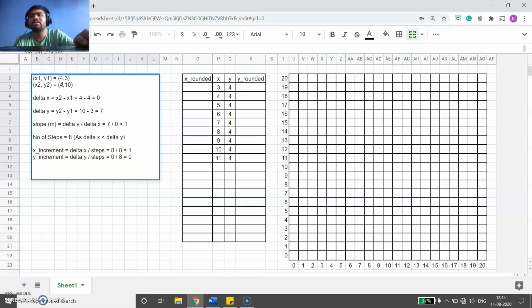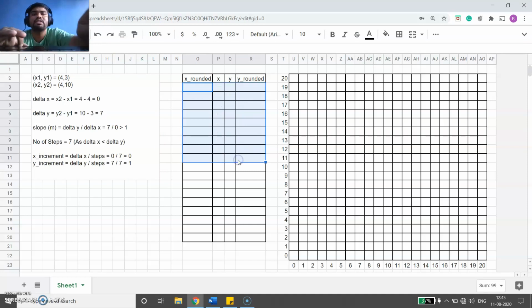So the number of steps that would be taken will be how much? It will be equal to delta y, which is 7. Now, delta x would be what? The delta x increment is 0 divided by 7, which is 0. And then for y, you can see 7 divided by 7, which is 1. So this is how it would be.